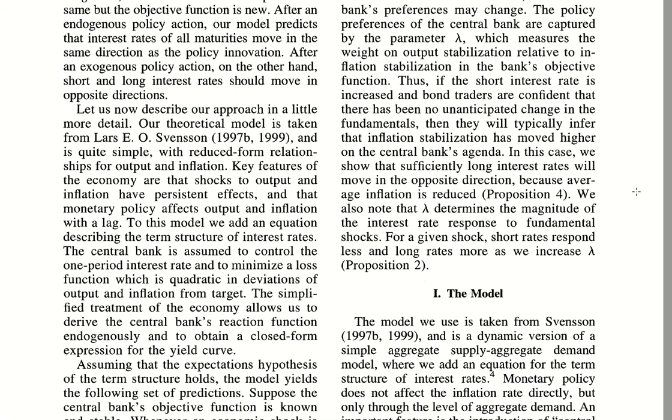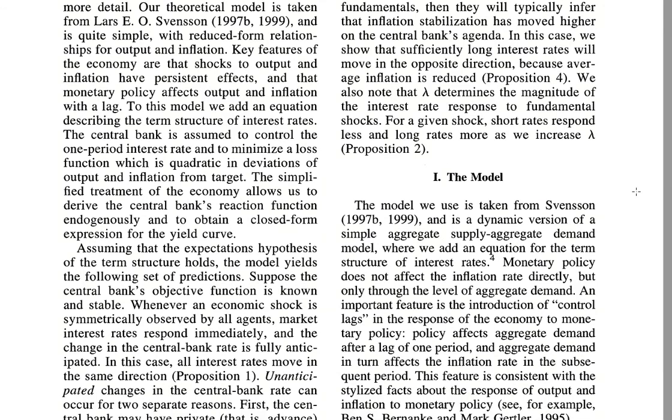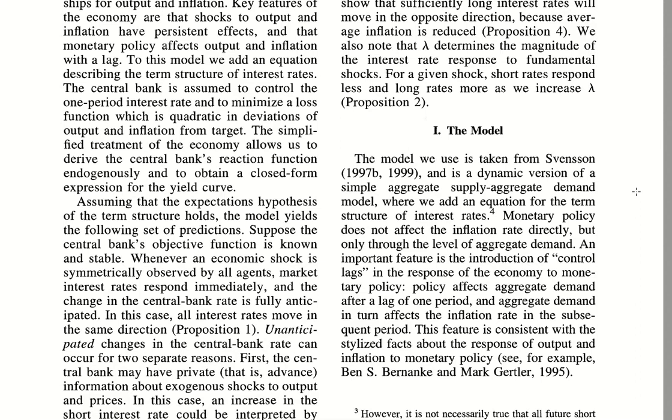Suppose the central bank's objective function is known and stable. Whenever an economic shock is symmetrically observed by all agents, market interest rates respond immediately and the change in the central bank rate is fully anticipated. In this case, all interest rates move in the same direction. Unanticipated change in the central bank's rate can occur for two separate reasons.